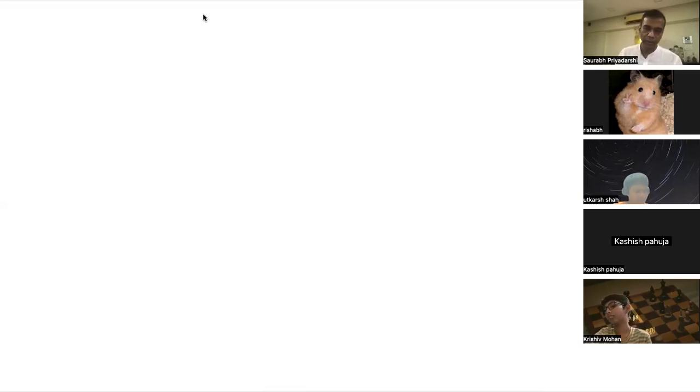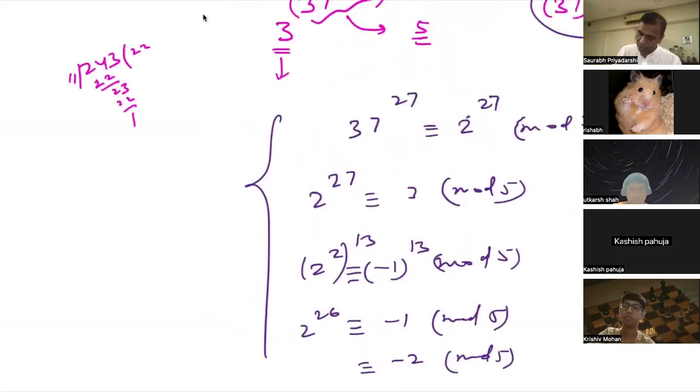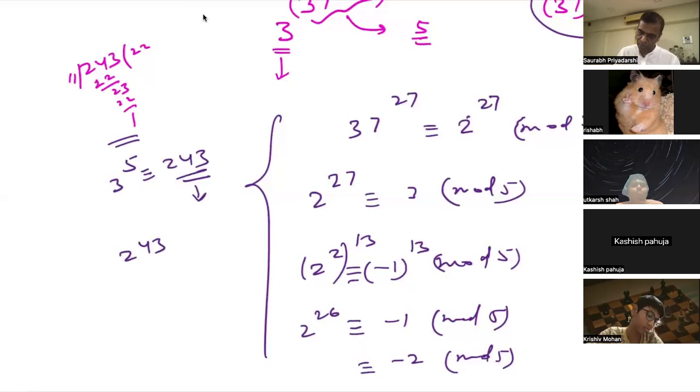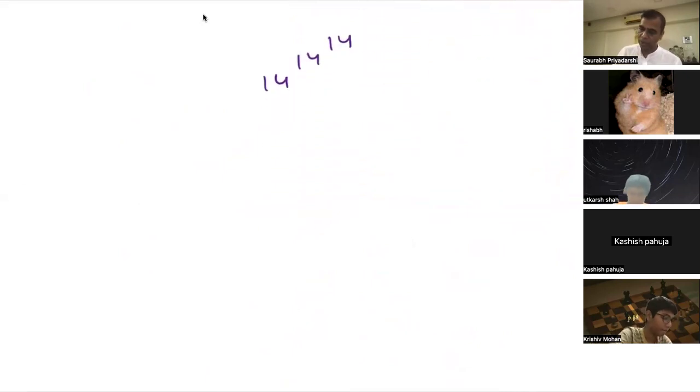In this question, one more. 14 to the power 14 to the power 14. Last 2 digits of this answer. Why dividing with 5? See, we know that 3 to the power 5 is giving you 243, and 243 is congruent to 1 mod 11. That's the reason I'm going on the power of this, right? 14 to the power 14 to the power 14, last 2 digits of this number.